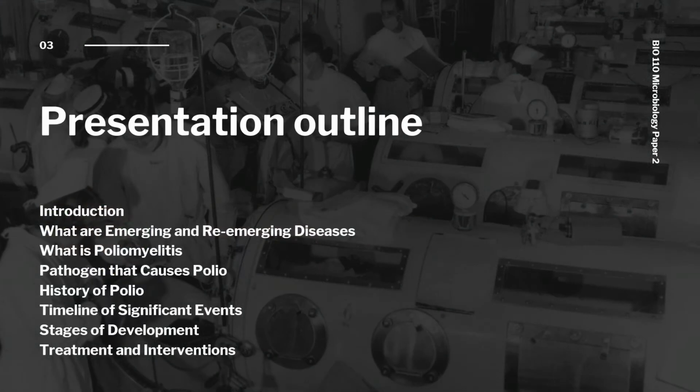Here is the outline of our presentation, starting with the introduction, defining emerging and re-emerging diseases, followed by presenting our chosen re-emerging disease, poliomyelitis. Next is the pathogen that causes polio, then the history of polio, showing the timeline of significant events, then the stages of development of our chosen disease, and lastly is the treatment and intervention of polio.